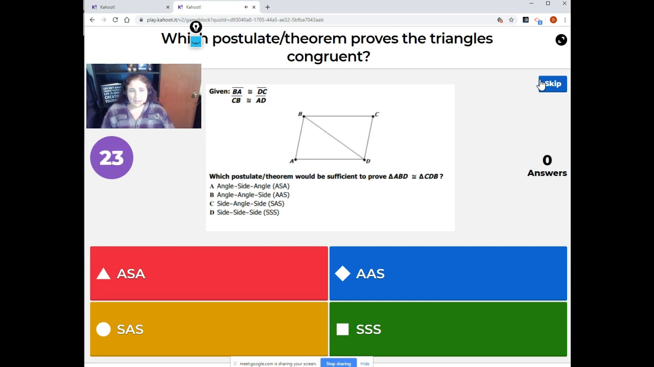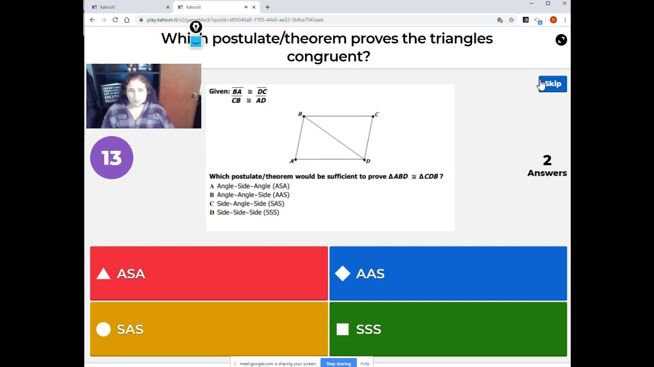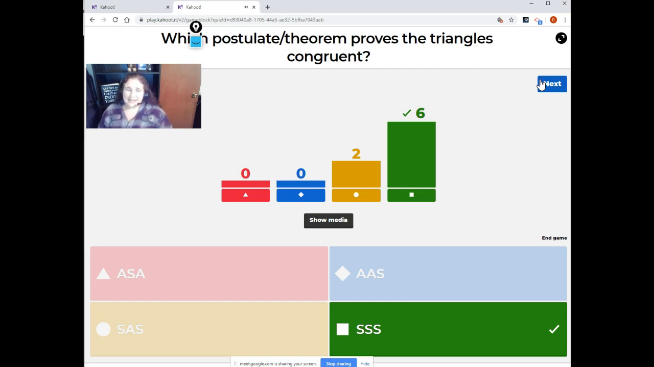BA is congruent to CD. CB is congruent to AD. This one's a trick question. I'll explain it to you in a minute. Side, side, side.